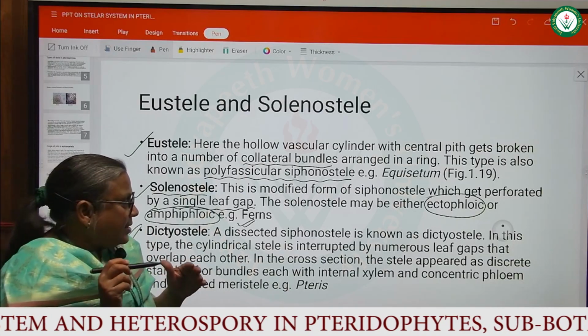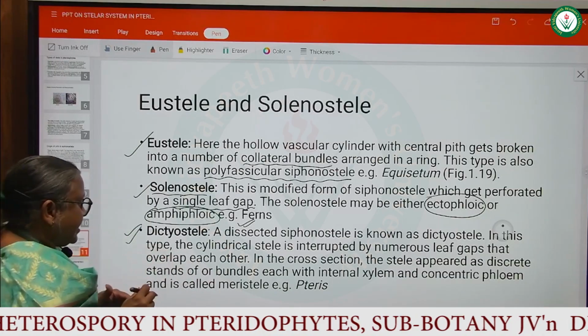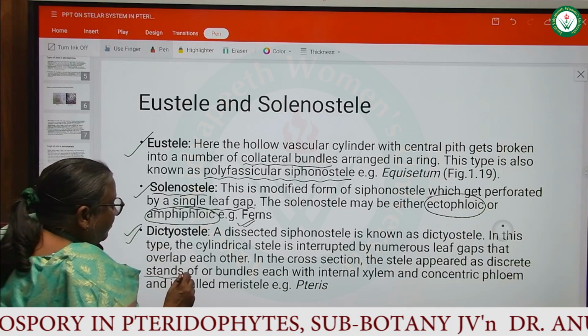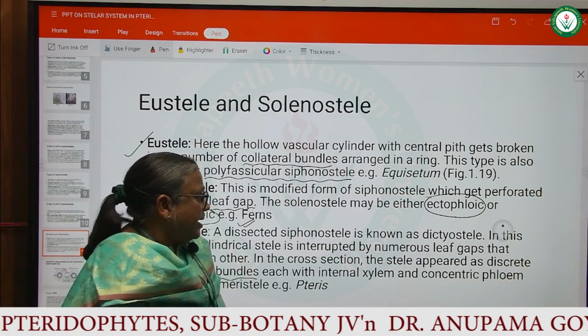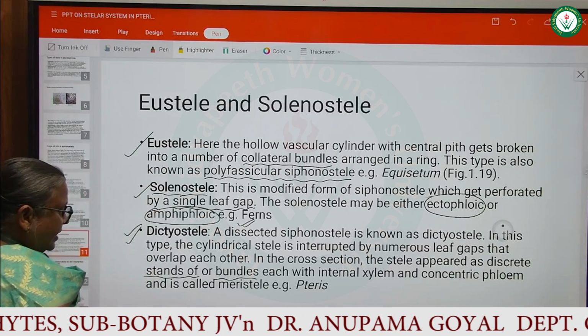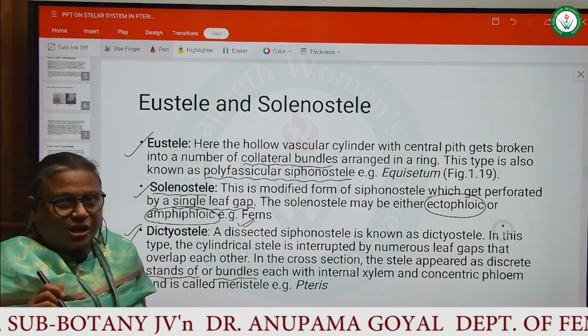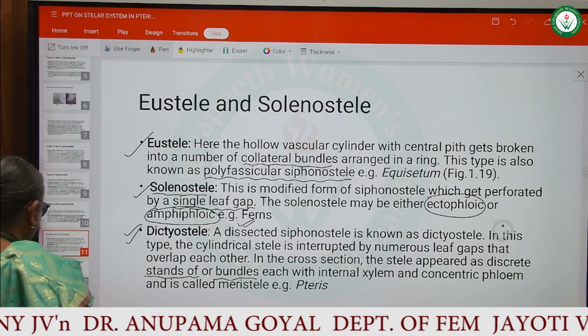In the cross section, the stele appeared as discrete strands or bundles, each with internal xylem and concentric phloem, and is called a meristele. So Pteris is the best example of this.